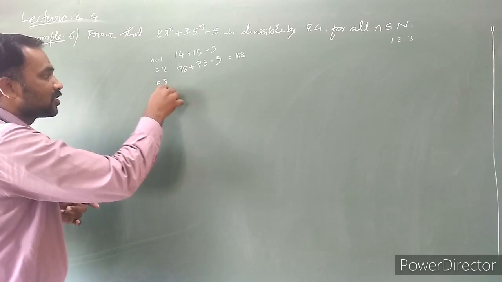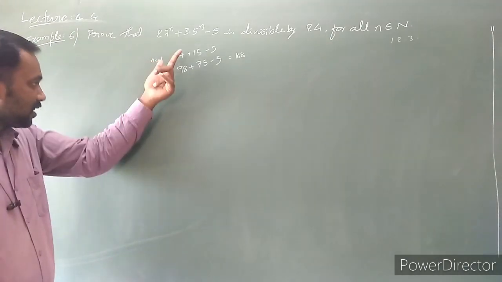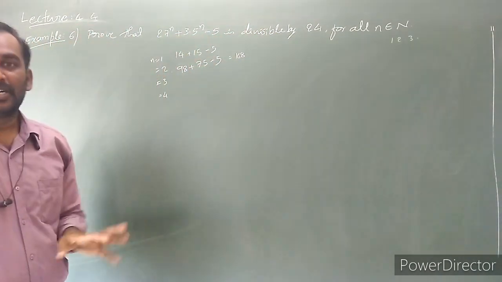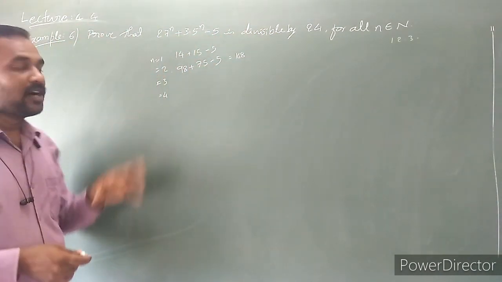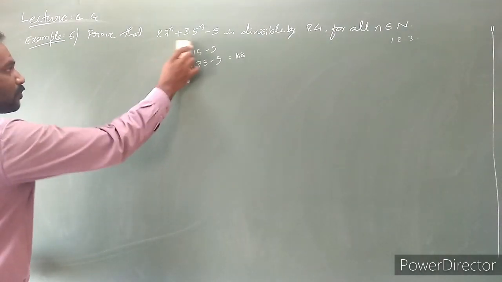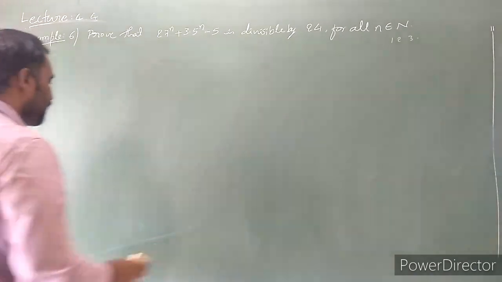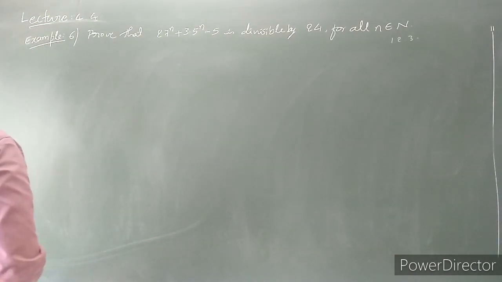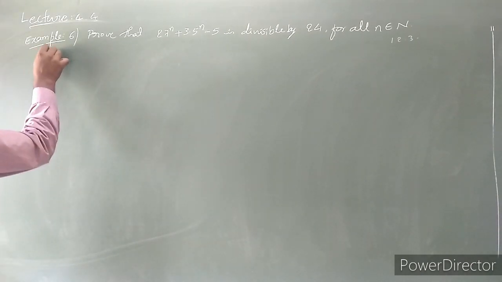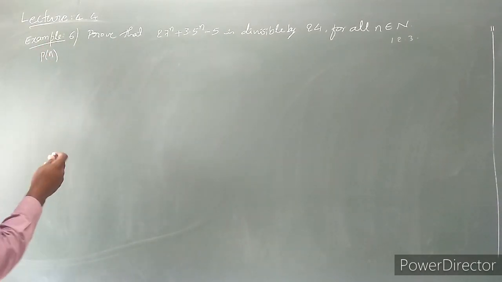In that manner we have to continue. N equal to 3, n equal to 4, in the same manner. It is true for whatever natural number n. With the help of the principle of mathematical induction, let's prove it. First of all, I need to get the mathematical statement to apply PMI. What is the mathematical statement? That is nothing but P of n.